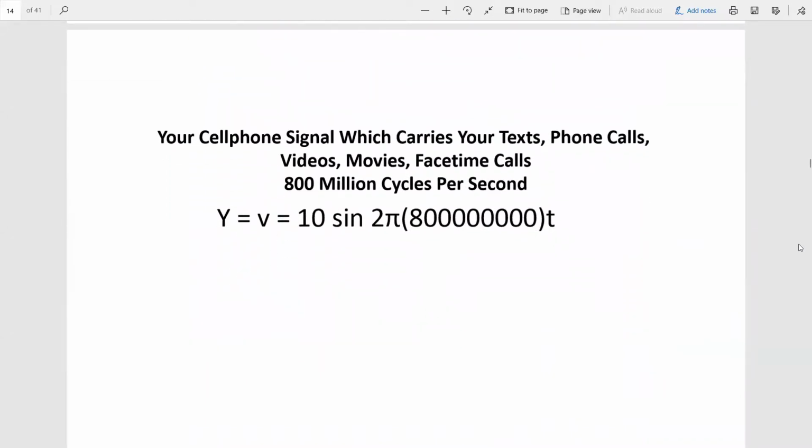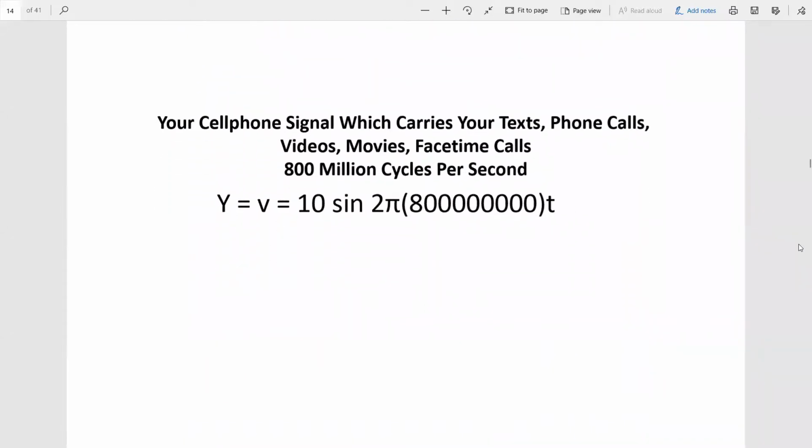Your cell phone itself, the one you're probably using right now, has a sine wave that vibrates at 800 million cycles per second. And on this rides your videos, your movies, your FaceTime calls, your phone calls, your texts. And you would not be able to do this without our understanding of this kind of sine wave. It's what makes wireless possible.